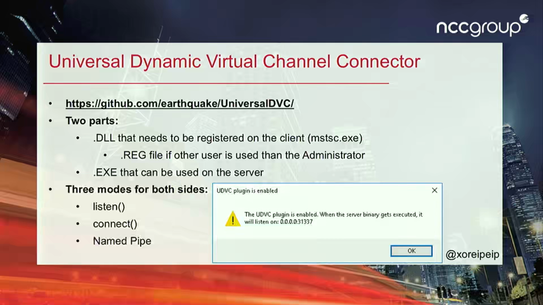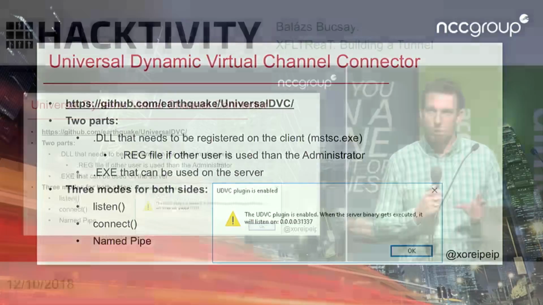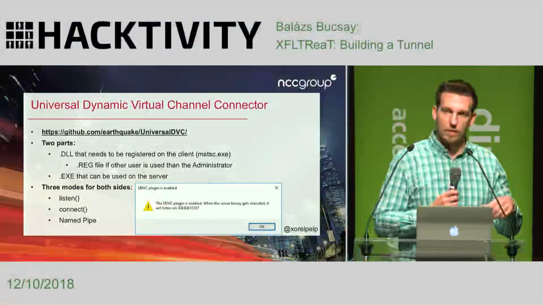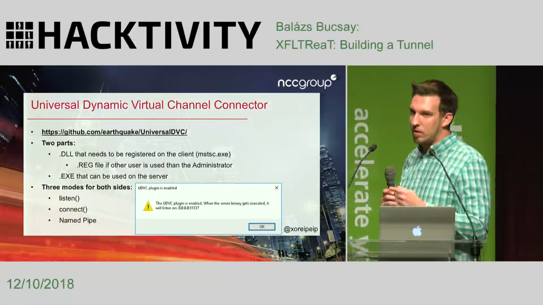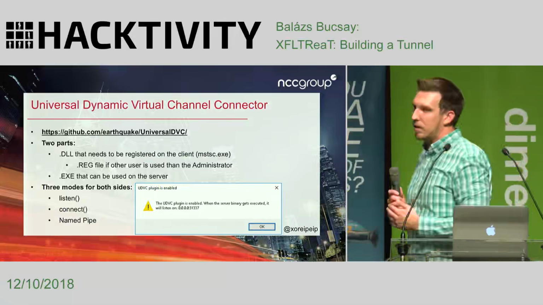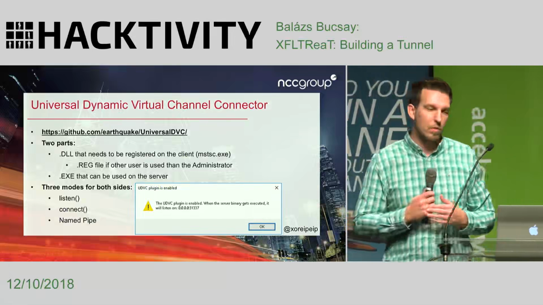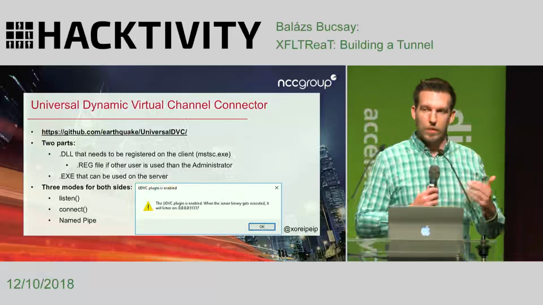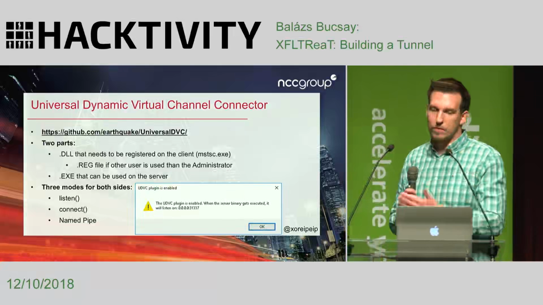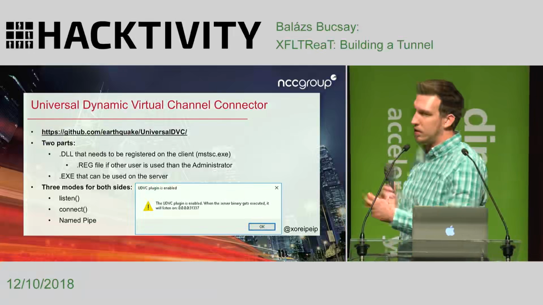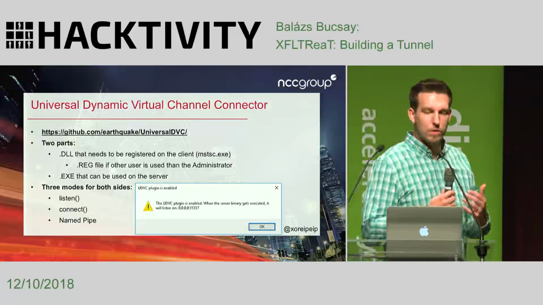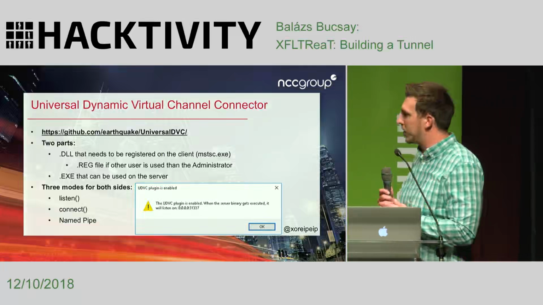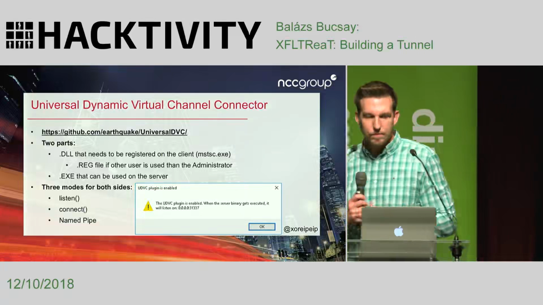It has two parts. There is one DLL that you need to register on your client computer, on your computer in Windows, and then you can change the settings from the registry. I'm going to show you that. After that, when you connect to the server, there will be a pop-up like that, which will tell you this is enabled and you need to care about those things. On the server, you need to copy an EXE, and with the EXE, you can make this connection over the RDP session. This tool supports three modes on both sides: listen, connect, and named pipes. You are going to see what those are.